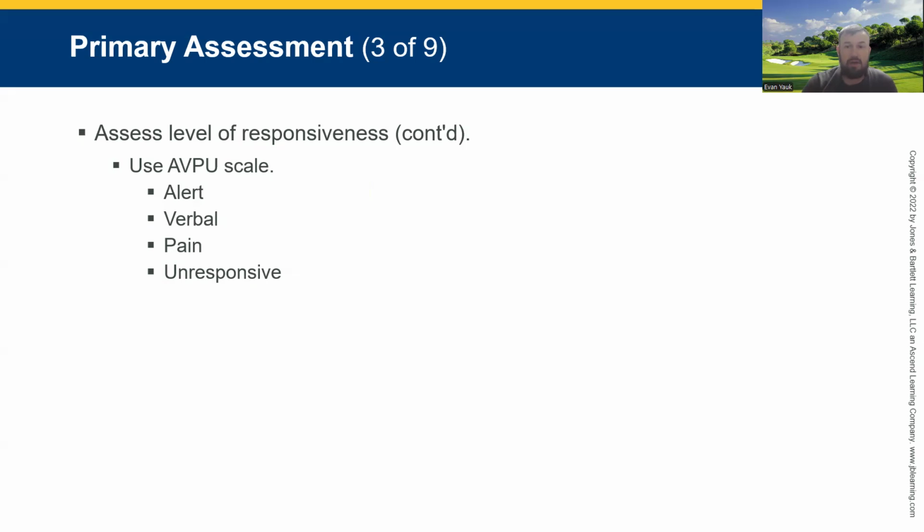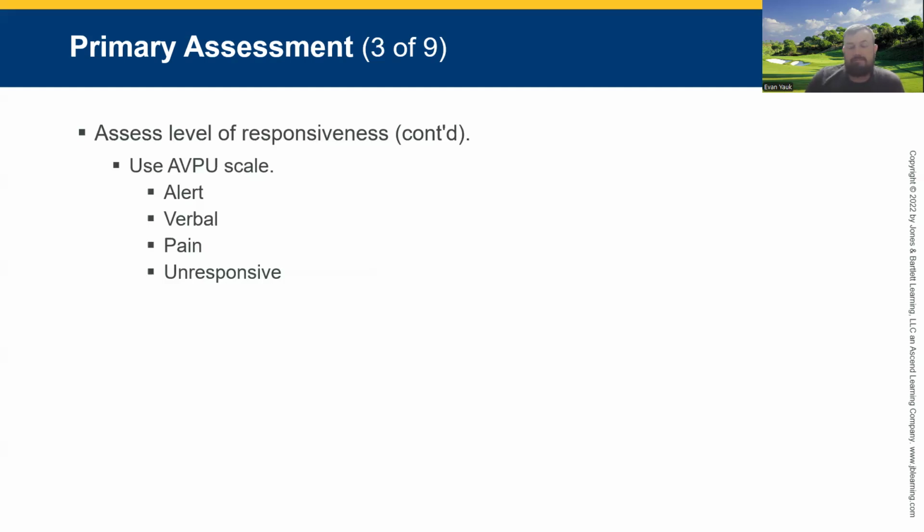Verbal is when I talk to them. Alert is when I walk in and they follow me across the room. They know I'm there. Alert, they are alert. They're with it. They see you come in the room. They follow you across the room looking at you. Verbal is when I speak to them and they react. Painful is when I have to use a painful stimulus to get them to react to me.